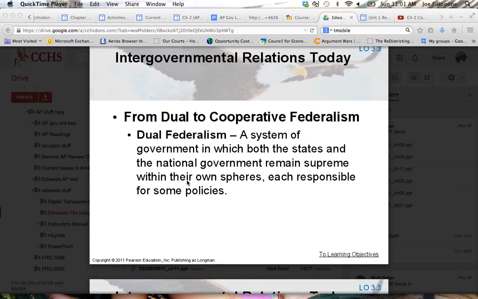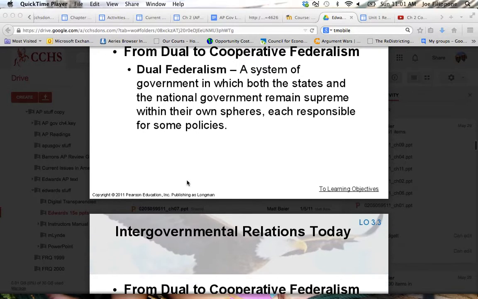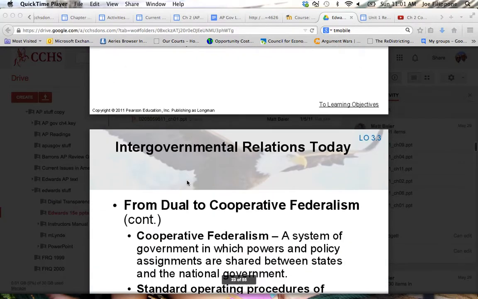Okay, you had powers of the national government and powers of the state government. Okay, usually proponents would think of dual federalism as the national government's powers should be interpreted very strictly in the Constitution. Okay, very rarely, like no implied powers. Okay, but just the ones that are expressed or enumerated in the Constitution.